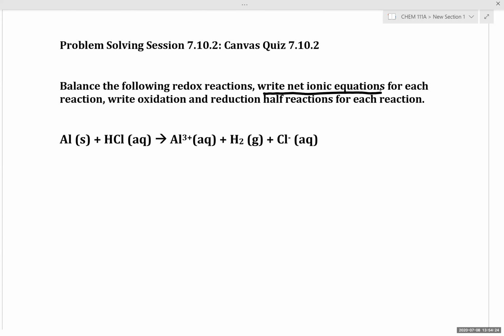We'll discuss this example in about another minute. And just remember, make sure that your number of electrons are balanced in both of your half reactions.